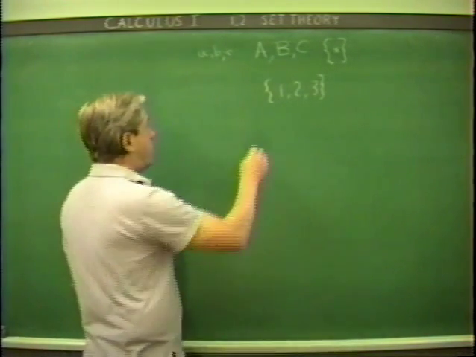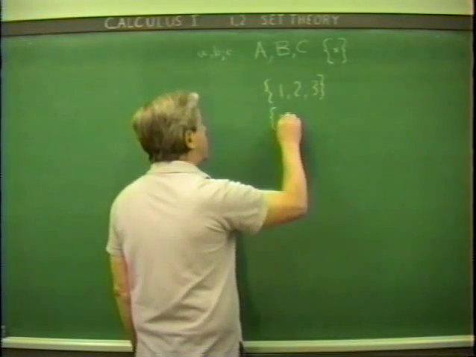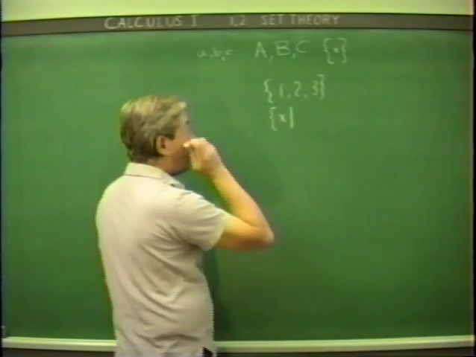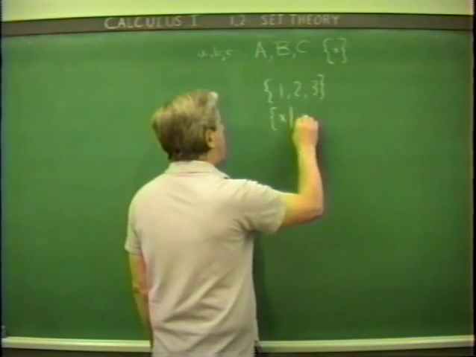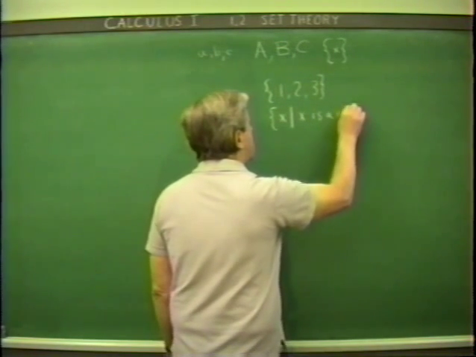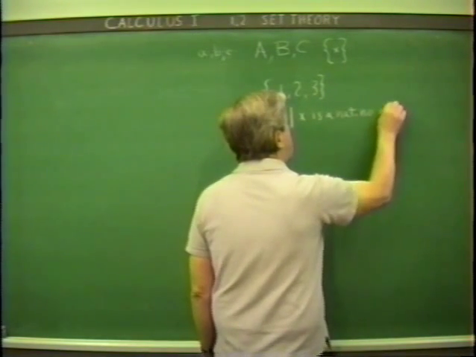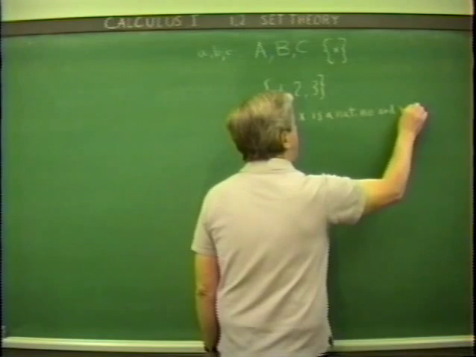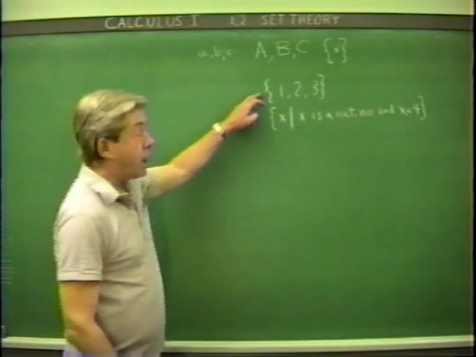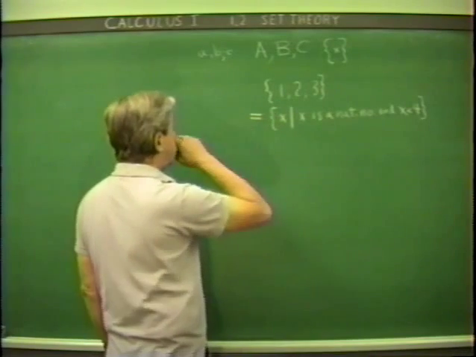If one wanted to give the set by description, one uses the same set brackets and writes the set of, let's say, x, where this is supposed to be a general element of the set. A line is used here, or sometimes a colon, such that x is a natural number and x is less than 4. These are the same set. They have exactly the same elements, and so we write that one set is equal to the other set.